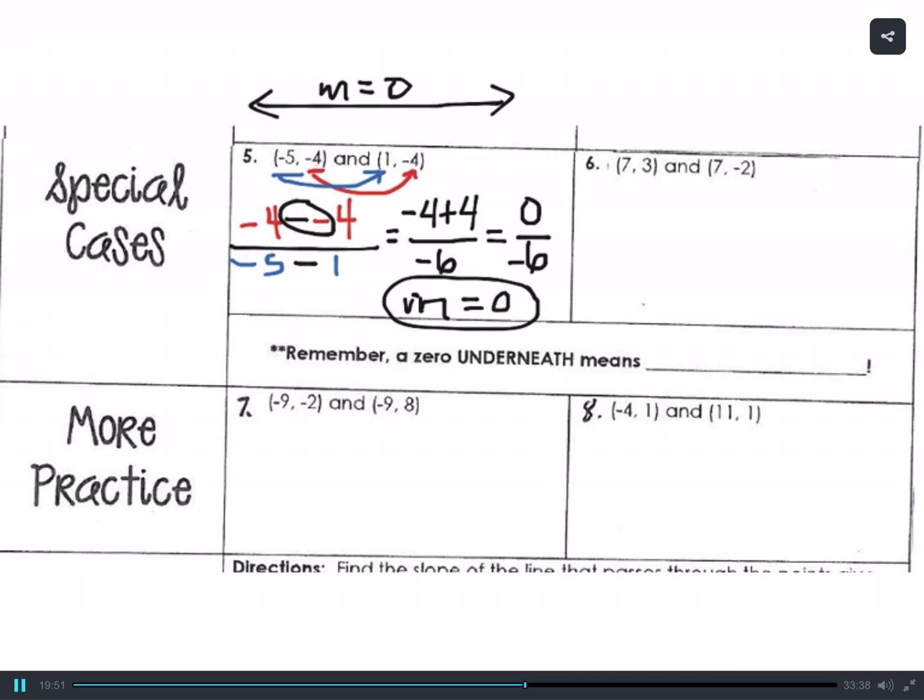Why don't you pause the video? I want you to try number 7 below here on your own, and let's see what kind of result you can come up with.